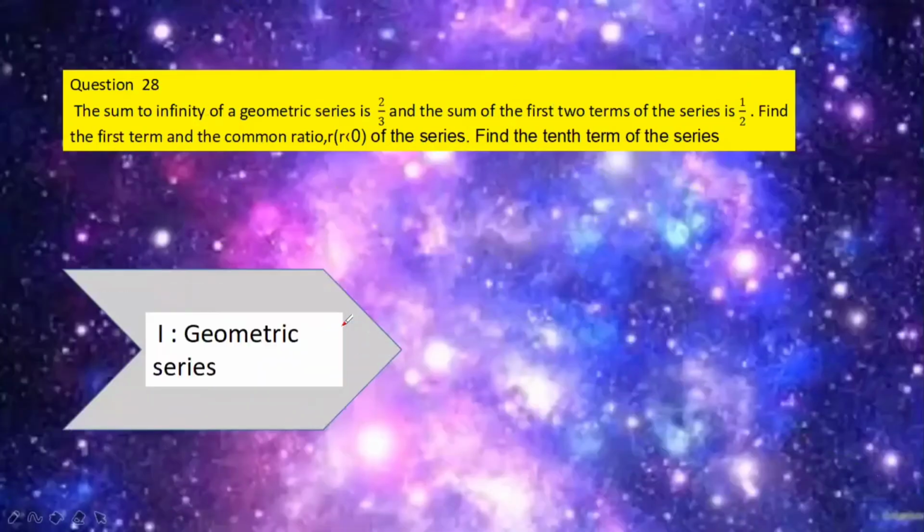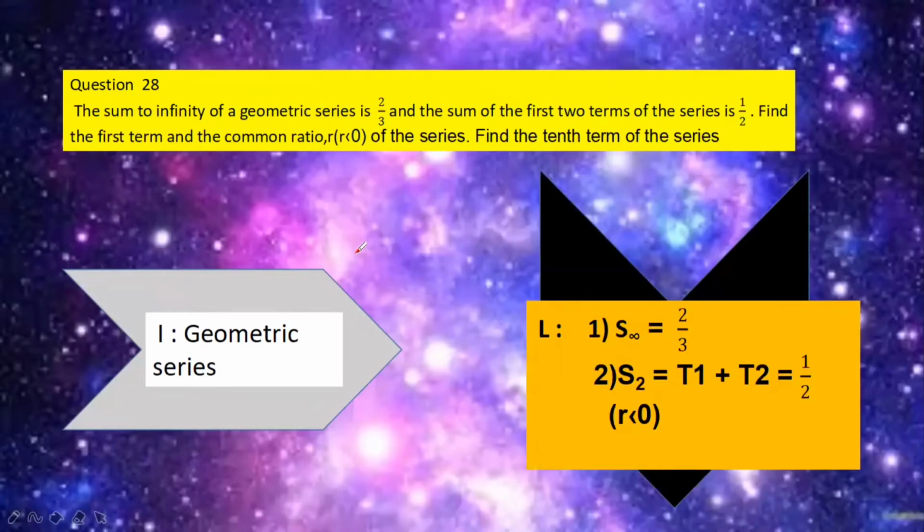Okay, first of all, let us recall our steps. I. Identify the problem. In this case, it is stated in the question that it is a geometric series. So, next step is L. List out the information given in the question. First information given is sum to infinity is 2/3. So, I've listed it out. And then next is sum of the first two terms is 1/2. So, list it out. S2 equals T1 plus T2 equals 1/2.